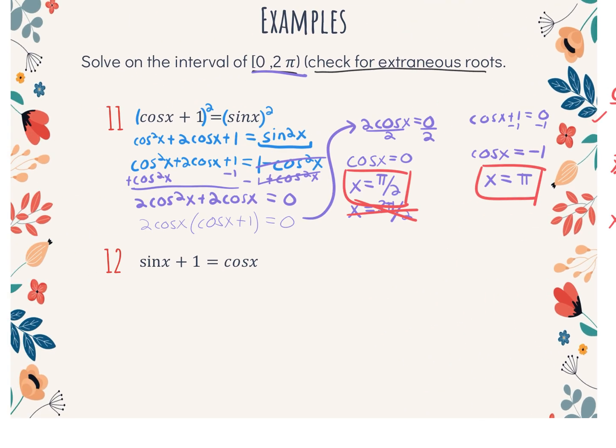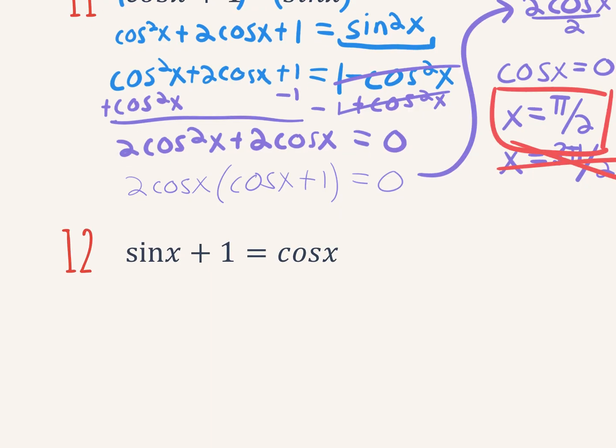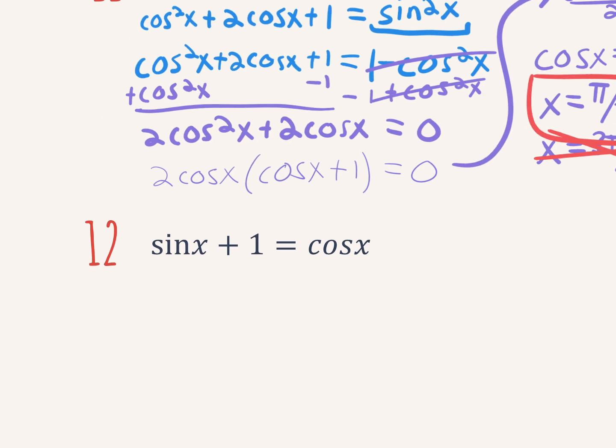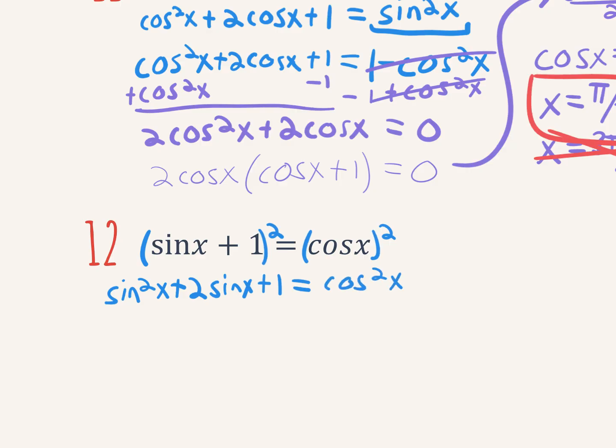Okay, so let's keep going. Let's try the exact same thing with the next one. Help me out with this one. What's the first thing we should do? Nice, square both sides. So I'm going to square and square. When we do that, keep in mind sine x plus 1 squared is going to get you sine squared x plus 2 sine of x plus 1. And on the other side, we have cosine squared x.